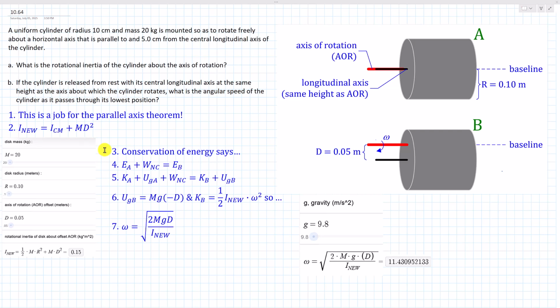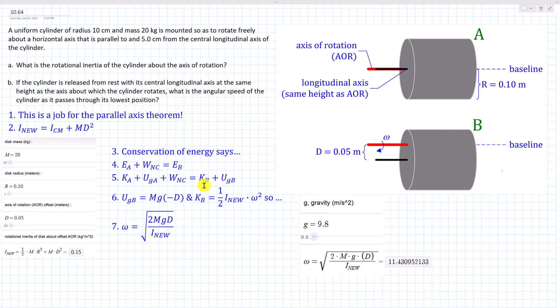Step 3 says to take a conservation of energy approach. So in step 4, I'm asking what is the total energy at state A, which is this top position starting from rest, plus whatever non-conservative work is done by non-conservative forces. And that equals the total mechanical energy at state B, which again is when the cylinder is at its lowest position. The kinetic energy at A is 0 because it's starting from rest. The gravitational potential energy at A is 0 because I'm just defining that as my baseline. There is no non-conservative work being done by non-conservative forces, so that term disappears.